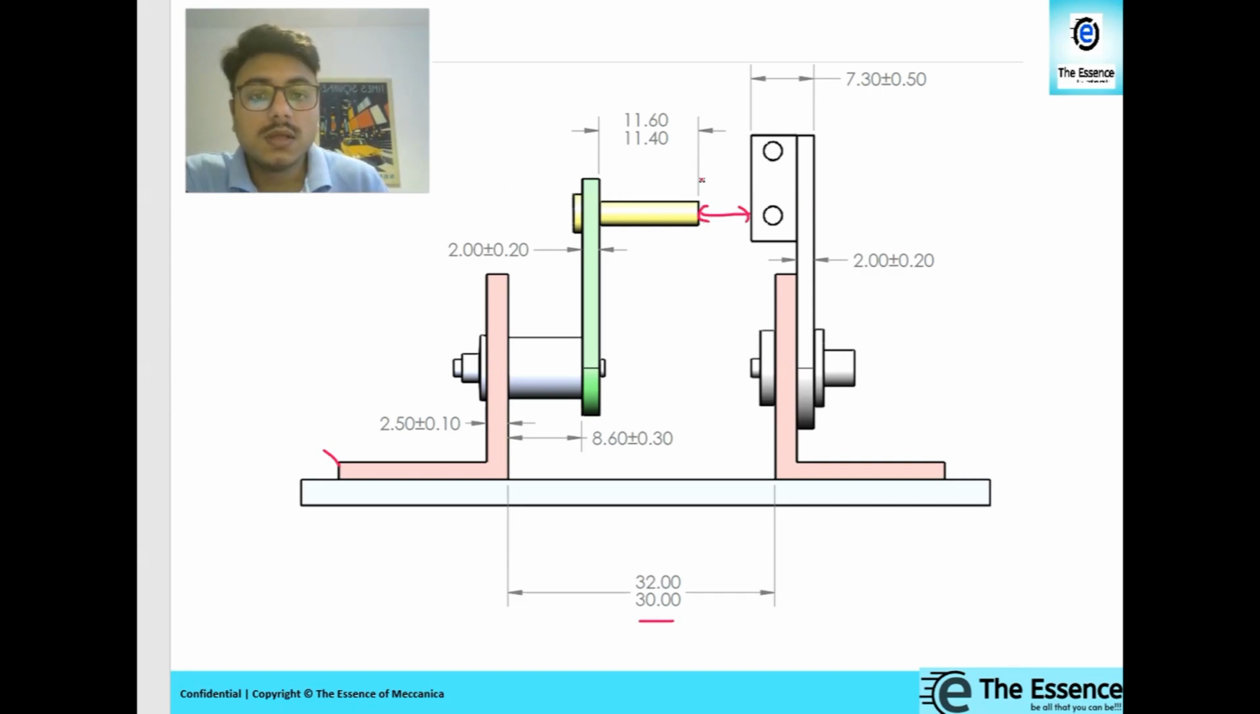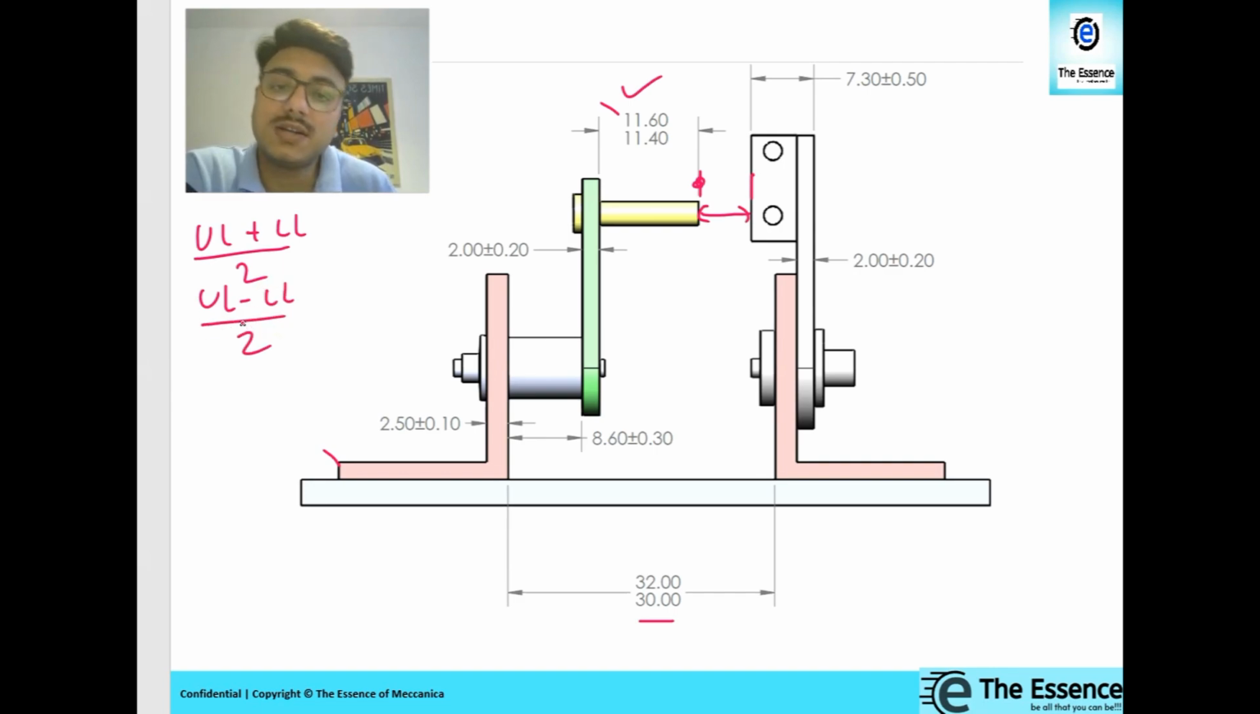So this gap we are interested in finding out, I can start it from here. You can see the dimension is given over here, right? First of all, for any of these, we have to convert these limit dimensions into equal bilateral tolerances. You know how to convert. Upper limit plus lower limit divided by 2 will be the mean dimension. Upper limit minus lower limit divided by 2 will be the symmetric tolerance. So we have to convert that. I'm not going to do that. So first do that and then start preparing the loop diagram.